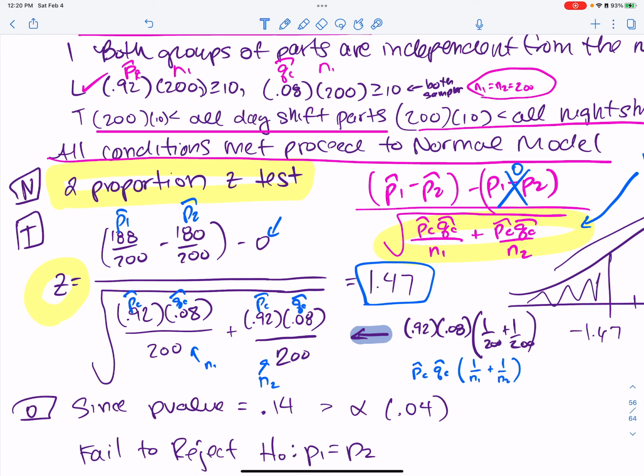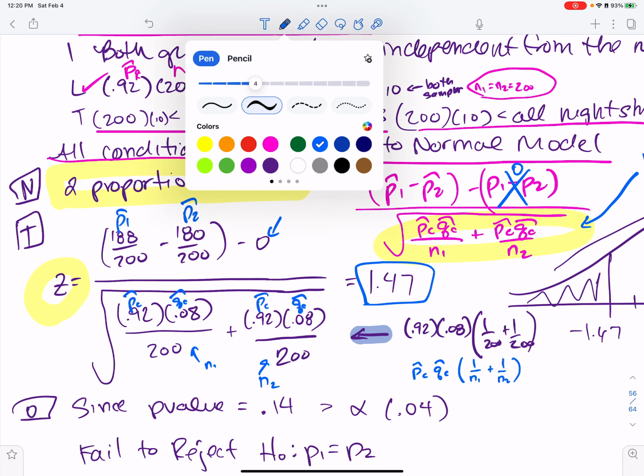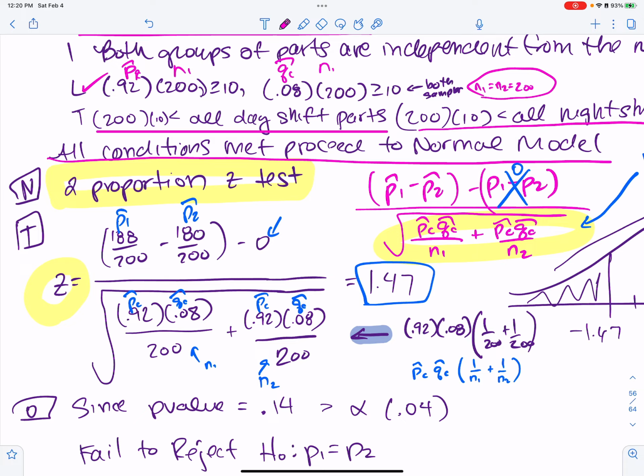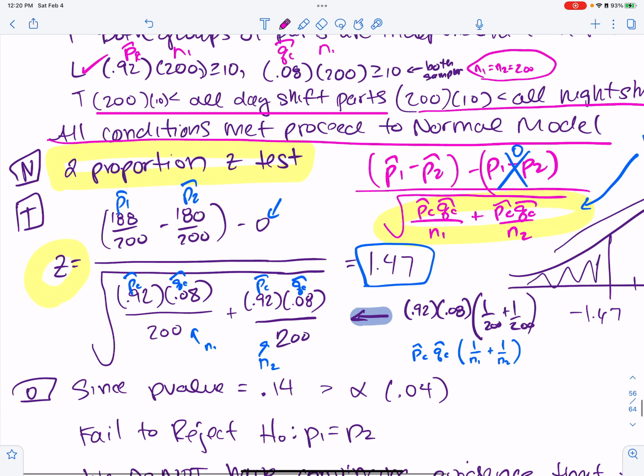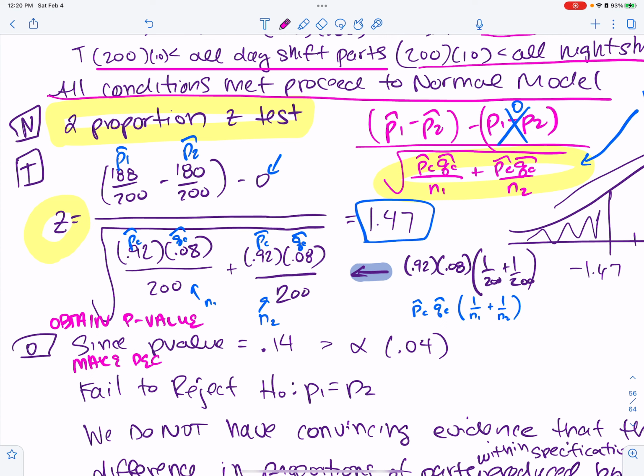So the next step is obtain your p-value. The O stands for obtain p-value. And the p-value we obtained already at 0.14. And then you're going to make your decision. And your decision is about the p-value. Since the p-value is equal to 0.14, that's greater than alpha. And that decision is fail to reject H0.